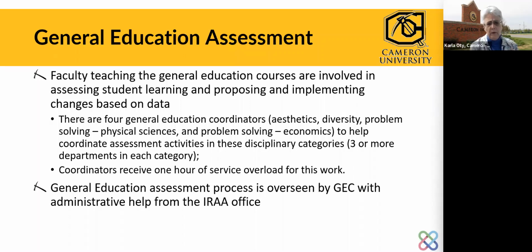We have ended up with 4 general education coordinators. We didn't start out having 4 general education coordinators, but we've added them. So the ones that we have are for aesthetics, diversity, problem solving, physical sciences, and problem solving economics, because those were categories that had 3 or more departments. So like the econ one, we had ag, biology, and health sciences, business, and social sciences.